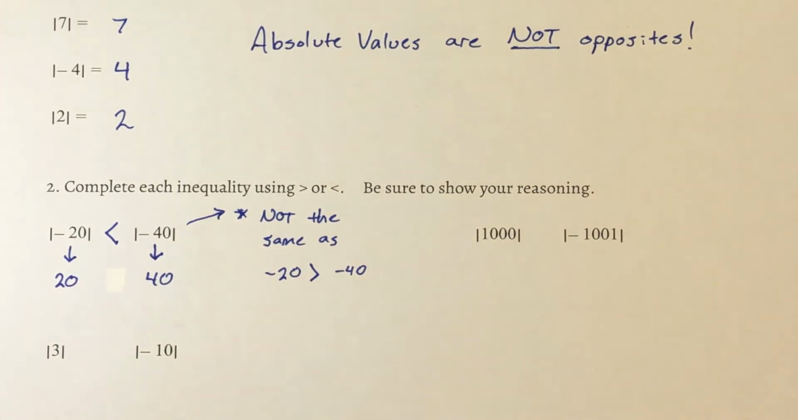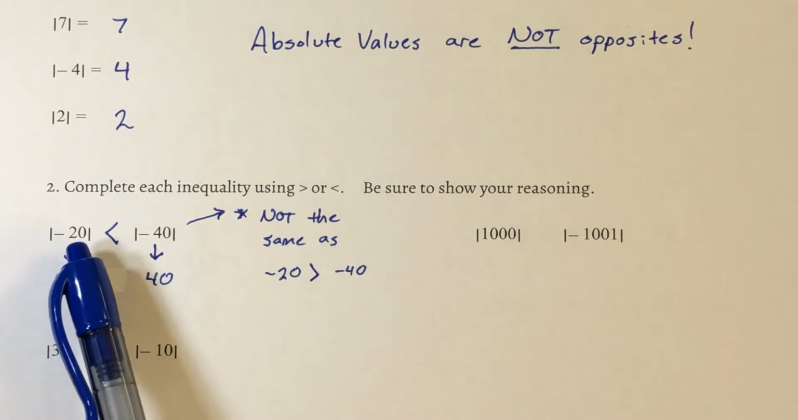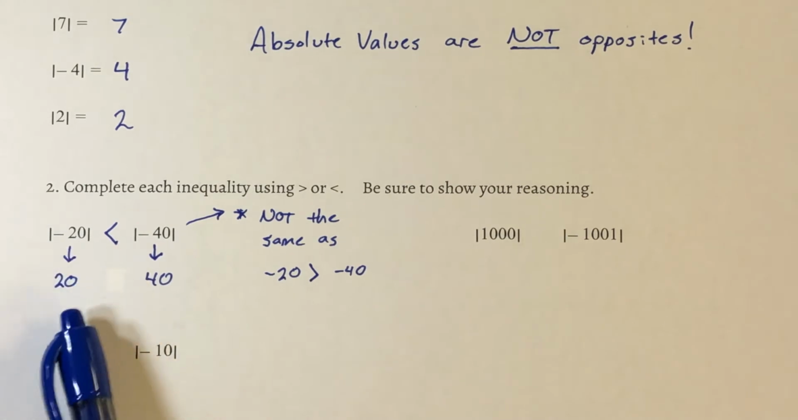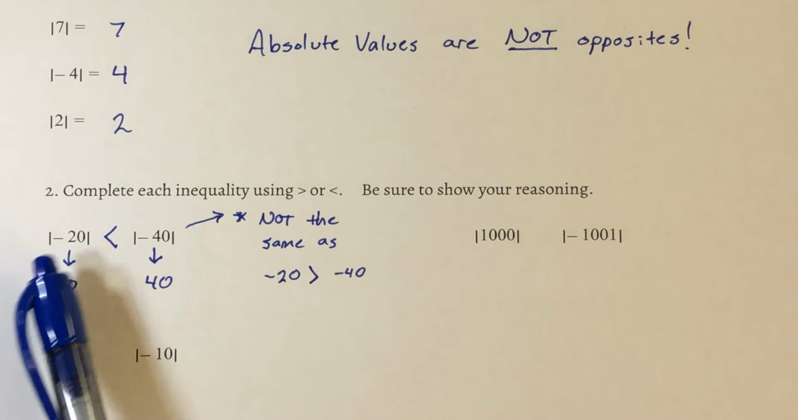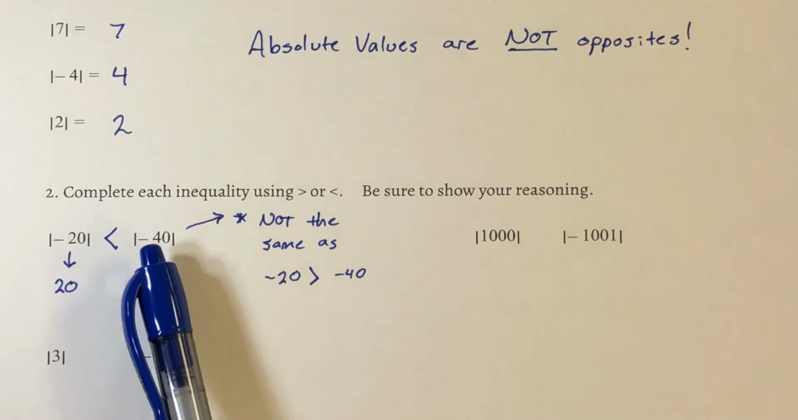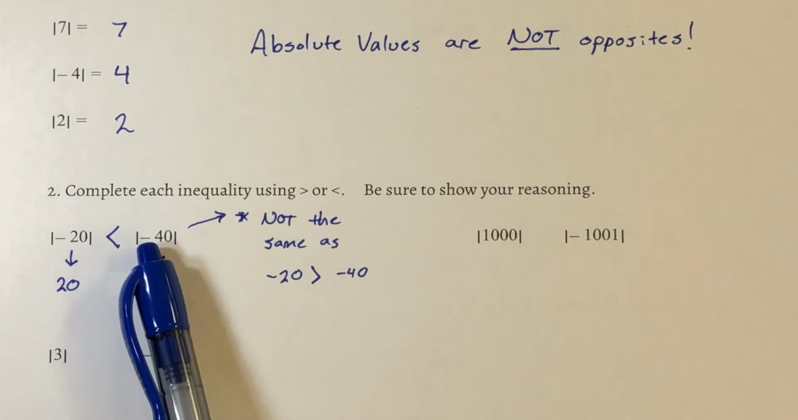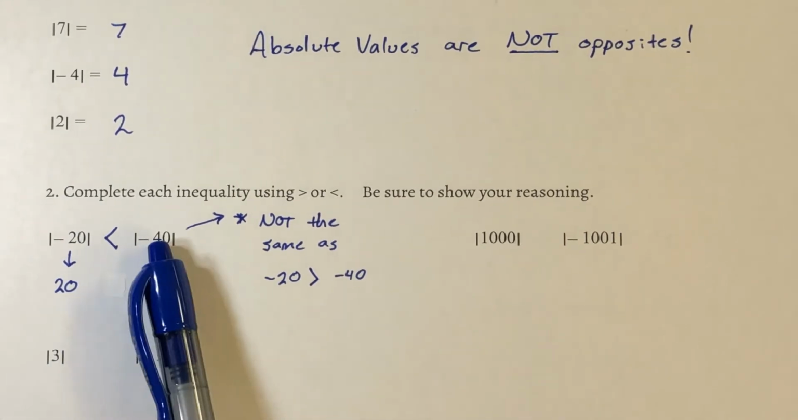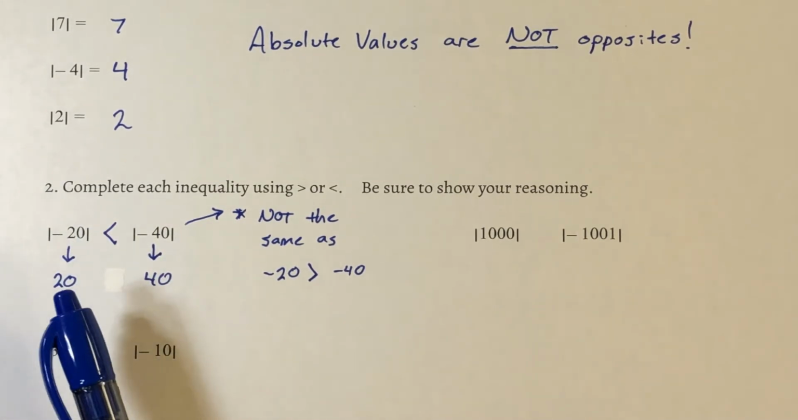Now, what use would this be? Or where might you find this example in real life? Let's say you're talking about football and how many yards a football team is losing. So let's say one team loses 20 yards, a loss of 20 yards, and the other team has a loss of 40 yards. Which one lost more, basically? Well, the one that lost 40 yards lost more. So that would be the context for this type of problem.